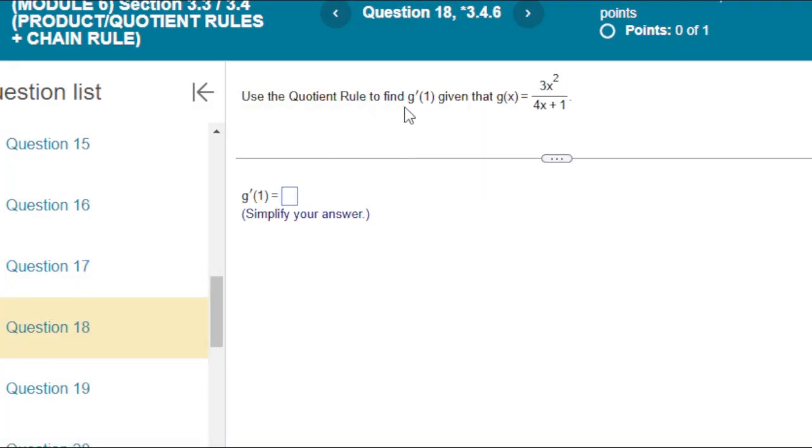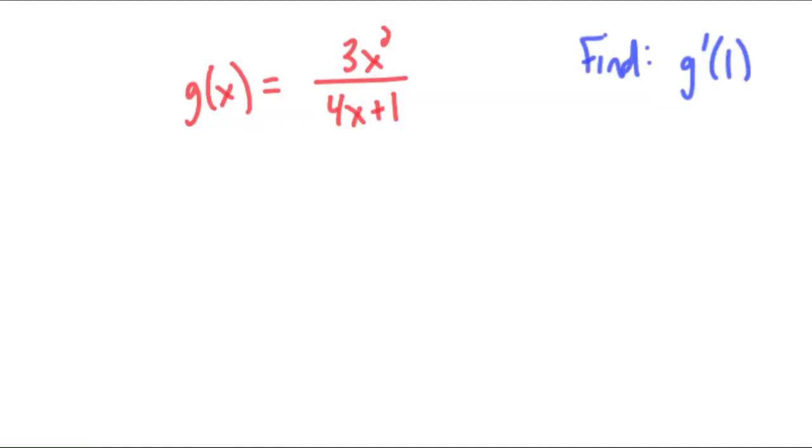Now here we're going to use the quotient rule to find g prime of 1, given that g of x is this. So before we can find g prime of 1, we need to find g prime of x. So we'll find g prime of x, and then we're going to plug in 1. Okay, so here's our problem. Here's g of x. Find g prime of 1. So that's really the slope of the tangent line to the graph of this function at x equals 1.